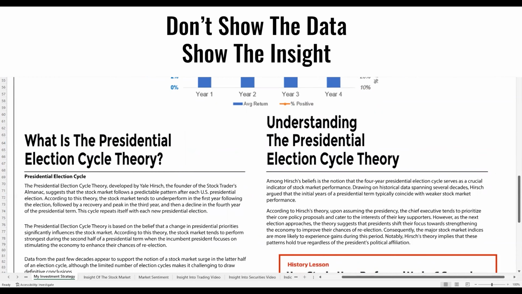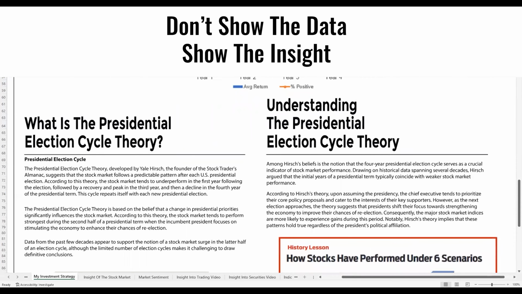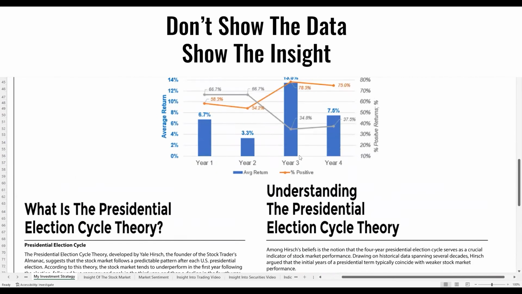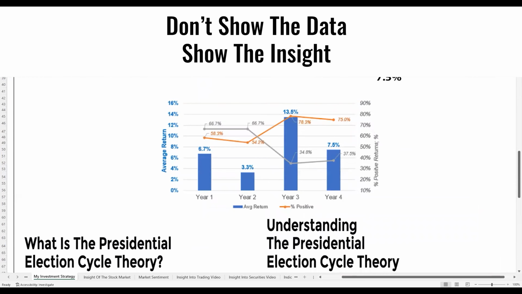Among Hirsch's beliefs is the notion that the 4-year presidential cycle serves as a crucial indicator of the stock market performance. Drawing on historical data spanning several decades, Hirsch argued that the initial years of presidential term typically coincided with weaker stock market performance. Let's bring it down over here and you can study this chart. According to Hirsch's theory, upon assuming the presidency, the chief executive tends to prioritize their core beliefs, proposals, and cater to the interests of their key supporters.